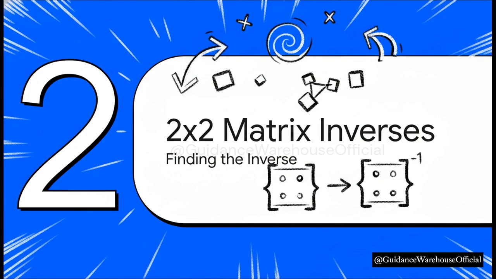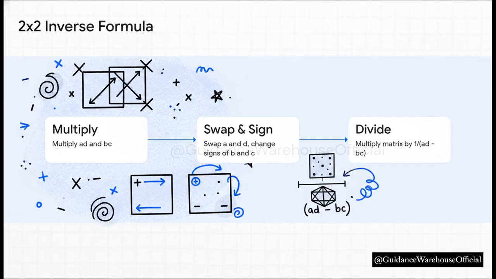Section 2, finding 2x2 matrix inverses. Okay, let's dive into the actual formula. How do we find this magical inverse matrix so we can actually use it? Let's start with the most common one, a 2x2 matrix containing elements A, B, C, and D. We have a straightforward little formula for this.